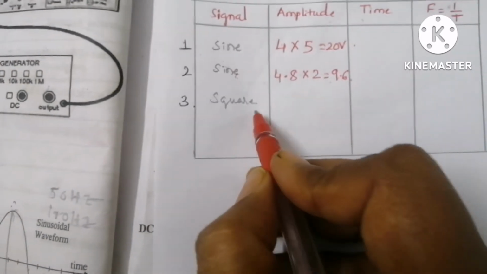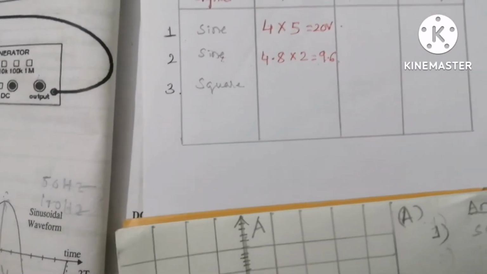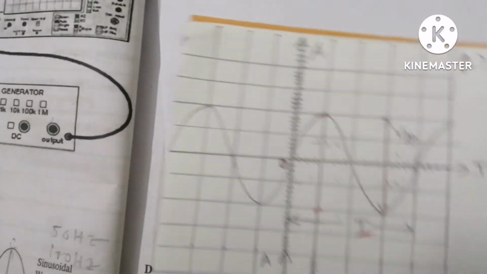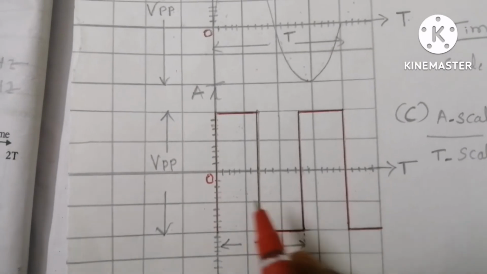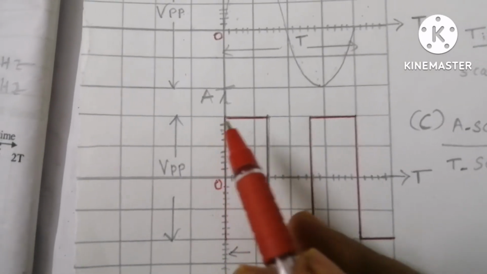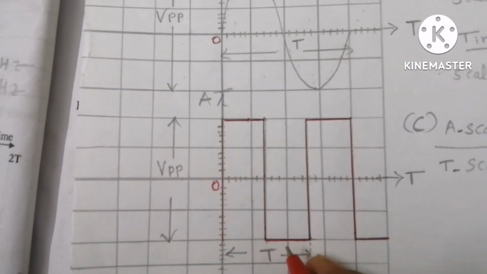Now I will take the square waveform for example. You can see the square waveform here, one pattern I have taken. From this you can see the peak to peak amplitude. This is the positive peak, this is the negative peak.